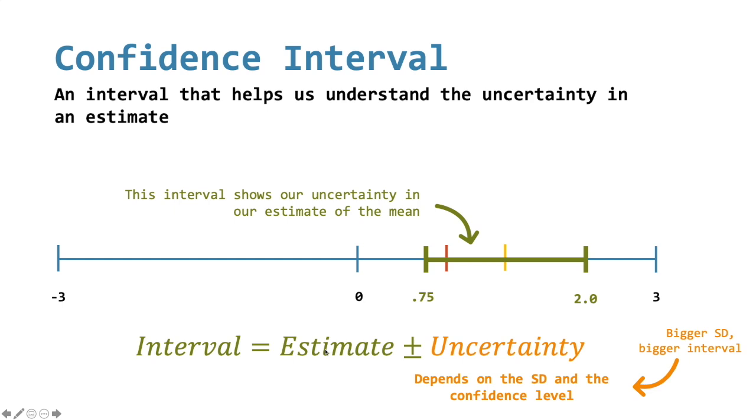With this in mind, to get the lower bound, we would do estimate minus this uncertainty. That would give us this value. And then we do estimate plus uncertainty, and that would give us the upper bound.